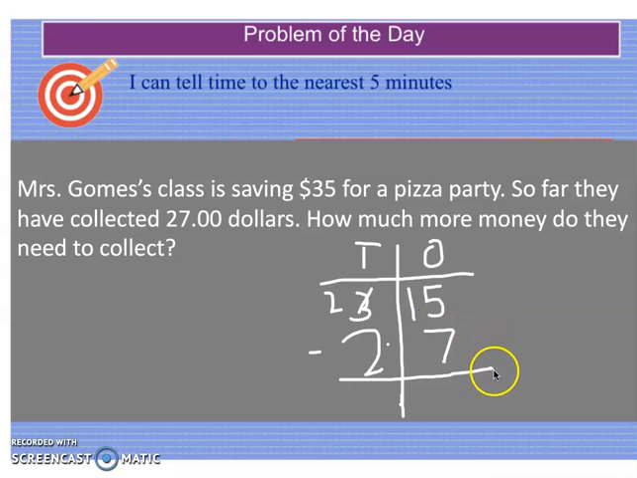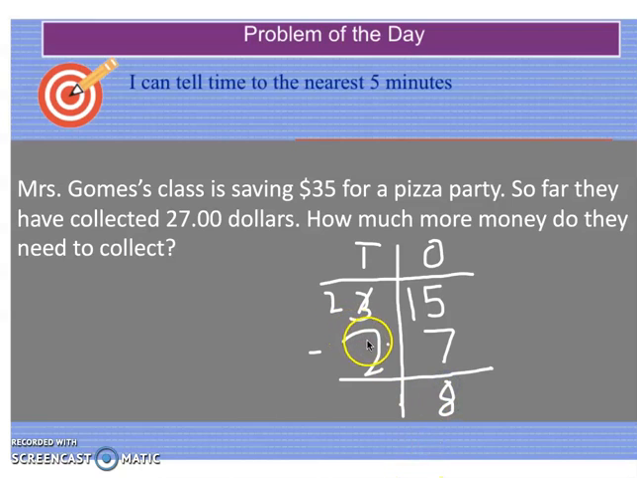Now, we're going to take away 7 from 15. And we could do that by drawing 15 circles or 15 tally marks. And then we could subtract 7. So we're going to take away 7 from 15, and we're going to see what our answer is. So 7 from 10 leaves 3. And then we're going to add the 5 to the 3, which will give us 8. So our answer there is going to be 8.